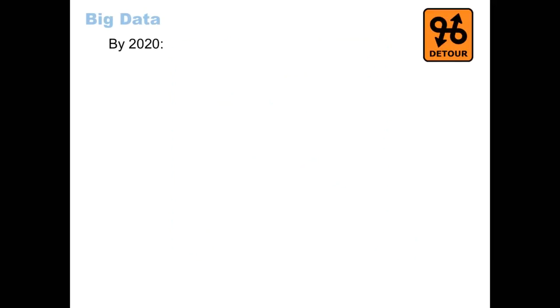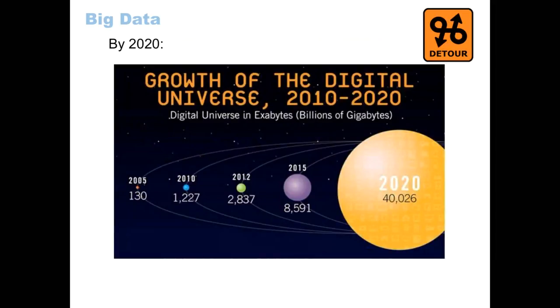So by 2020, here's a chart that predicts how much data there's going to be in the data universe. So these numbers represent the number of exabytes. And an exabyte is 1 billion gigabytes. So the estimate is that by 2020, there are going to be 40,000 exabytes of data in the digital universe. Now, this is 40 zettabytes. Now, a zettabyte is 10 to the 21st.